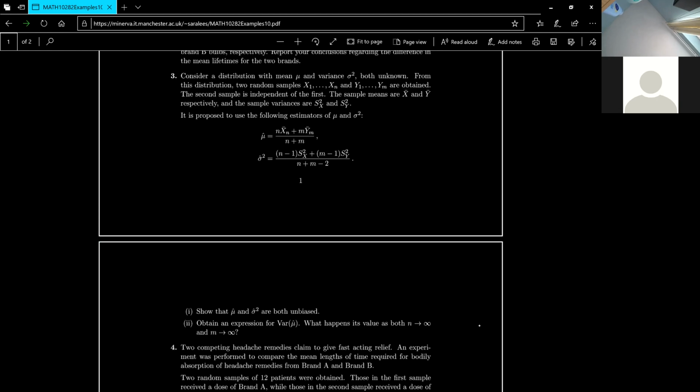So question 3, first you need to show that the two estimators are unbiased, and part 2 is to find an expression for the variance and show what happens when n goes to infinity and m goes to infinity.